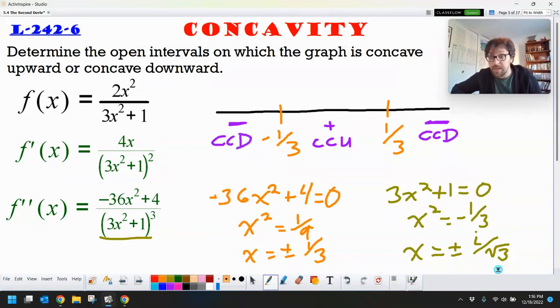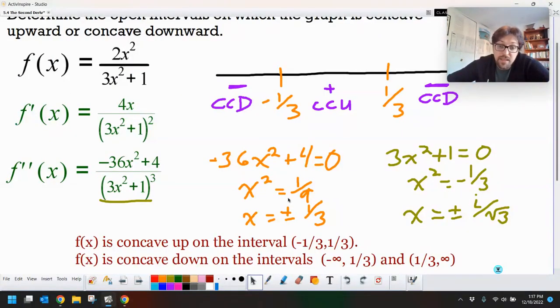Now it's just a matter of writing that up into sentences. So f of x is concave up on the interval of negative 1/3 to 1/3, and we're concave down on that interval of negative infinity to negative 1/3 and 1/3 to infinity. I'm choosing to use interval notation to talk about the intervals of concavity. You can use inequalities too. That's fine. It's up to you. But do note that I am still spelling out concave up and concave down.